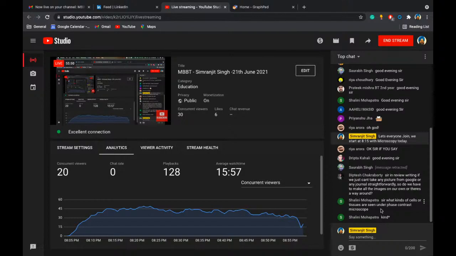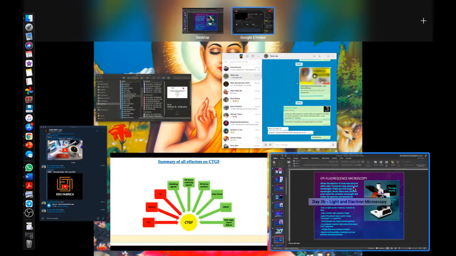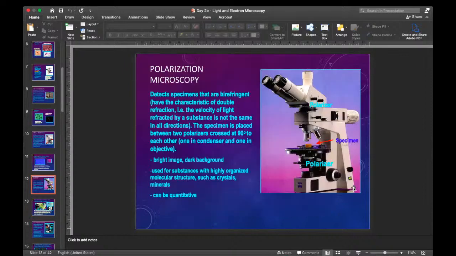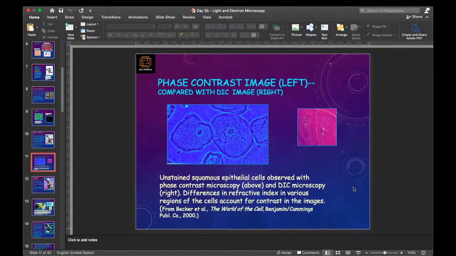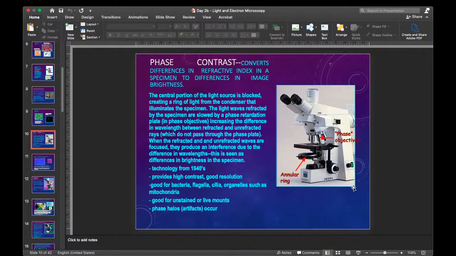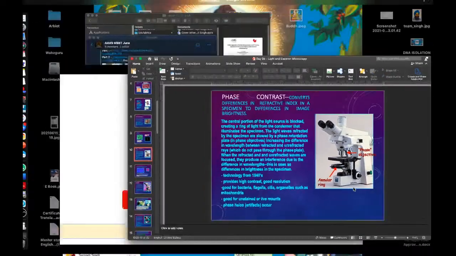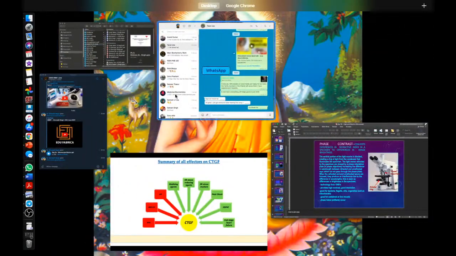So cells, tissues under phase contrast. It's mainly all cells are possible. It's not very specific, but it's good for bacteria, flagella, cilia, organelles such as mitochondria.